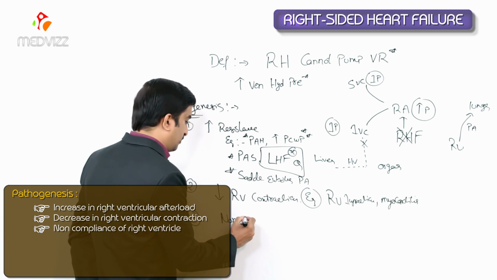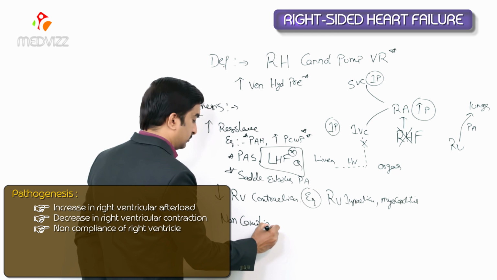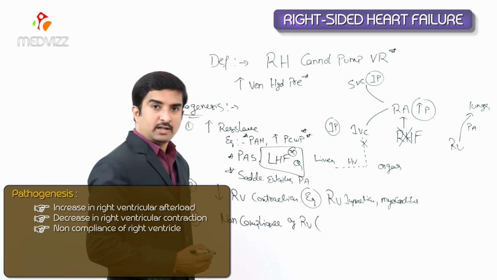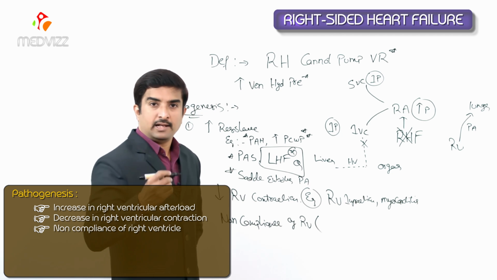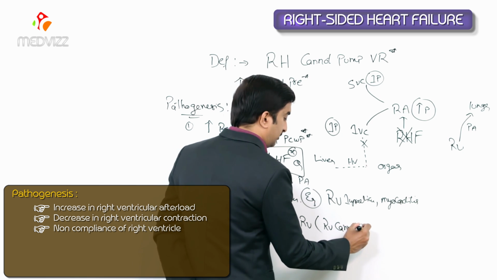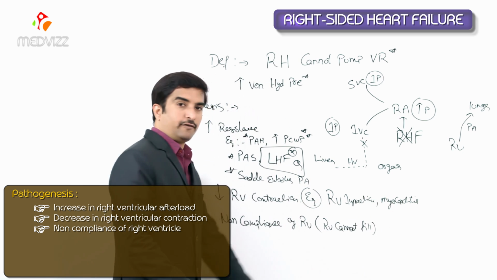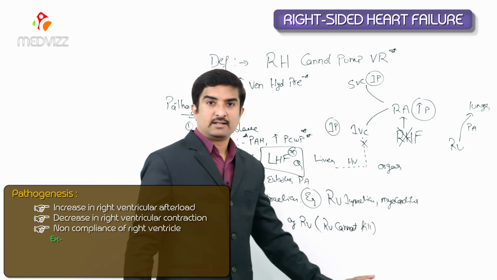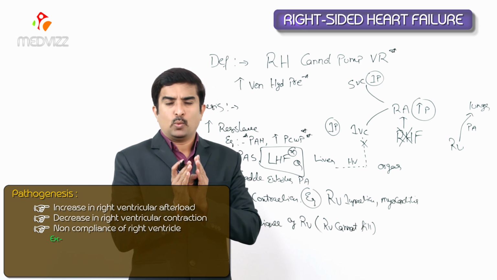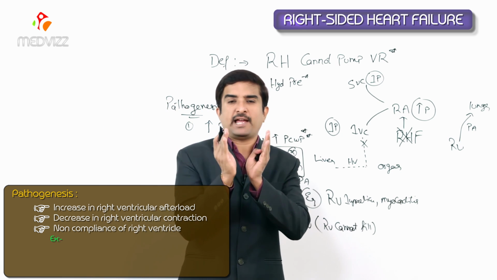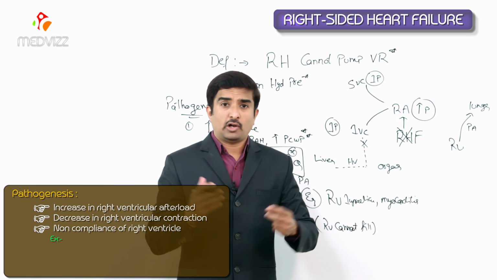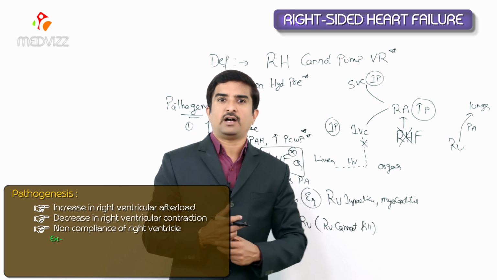So non-compliance of the right ventricle. What do you mean by the non-compliance of the right ventricle? The right ventricle cannot fill properly. That is what you need to say. So what are the examples of why the right ventricle cannot fill properly? Because it cannot expand properly. Why? Something restricts the expansion of the right ventricle, the overall expansion of the heart. So what are the pathological conditions where the filling of the heart is restricted?